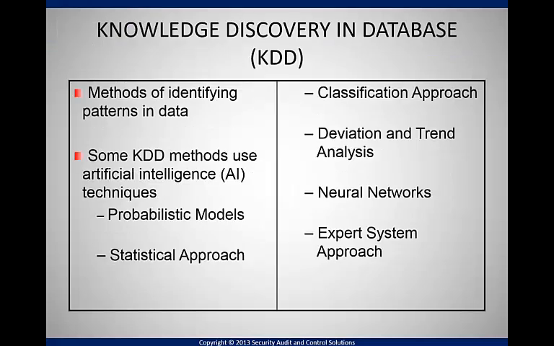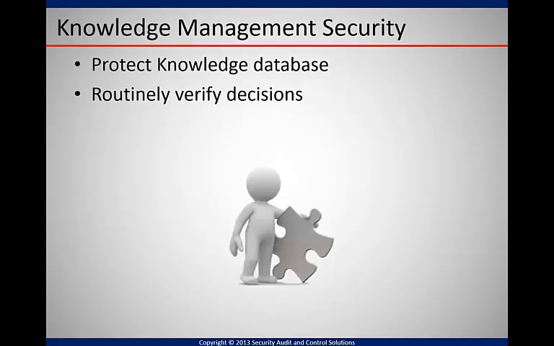Now, knowledge discovery in databases, or KDD, is part of artificial intelligence. It comprises methods for identifying patterns in data. Some knowledge discovery in databases methods use artificial intelligence techniques such as probabilistic models and the statistical approach. It can do a classification approach to the data, deviation and trend analysis, neural networks of correlations between the nodes, and also an expert system approach, which has rules to be evaluated.